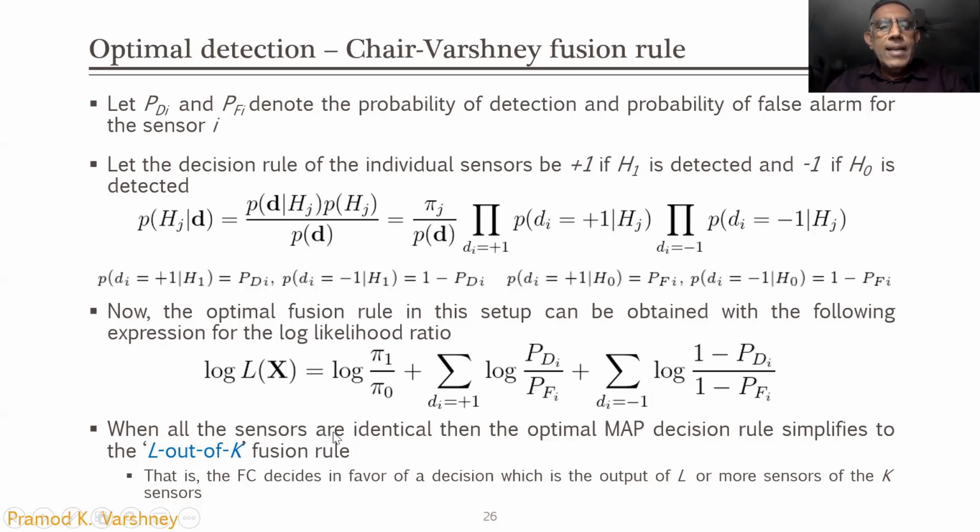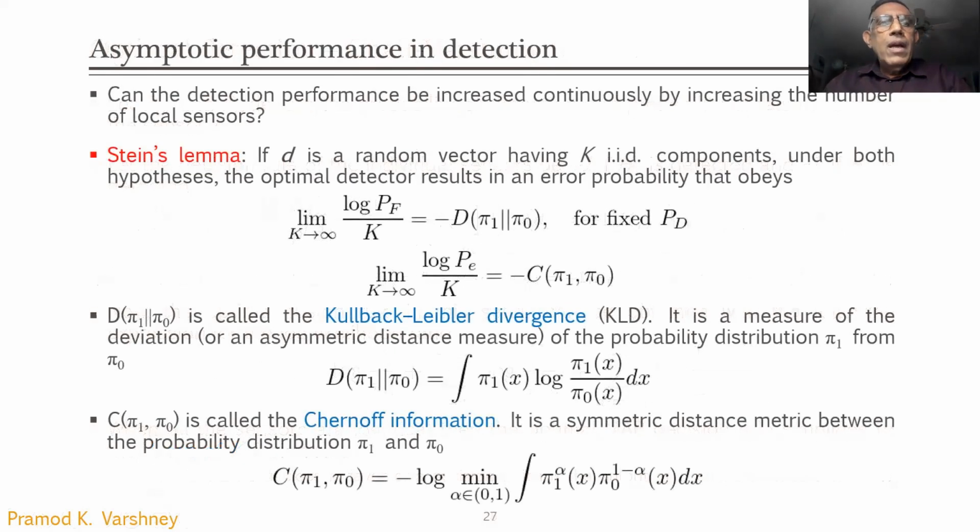And if all the sensors are identical, then this decision rule simplifies to the L out of K fusion rule. So if L or more sensors are saying yes, then the decision is H sub 1, otherwise it is H sub 0. This is one of my very early PhD students, Zeno Shire. He basically came up with this fusion rule in the 1985-86 timeframe.